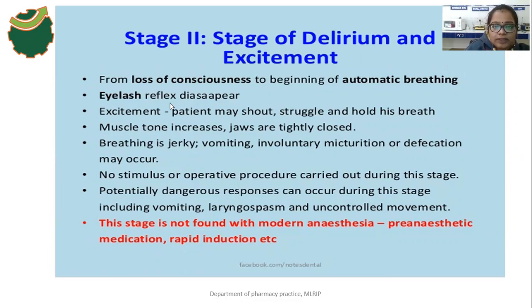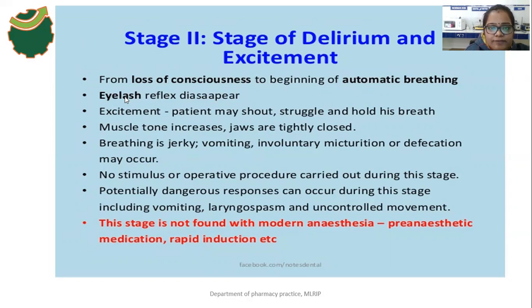Okay, so in stage 1, it is from the beginning of the inhalation anesthetic to the loss of consciousness. Here in stage 2, it extends from the loss of consciousness to the beginning of automatic breathing. Automatic breathing is nothing but normal regulation of respiration. So it starts from the loss of consciousness to the beginning of normal regular breathing.